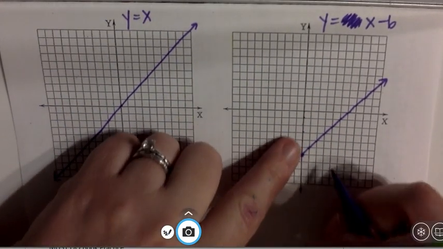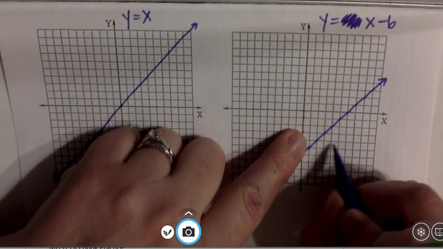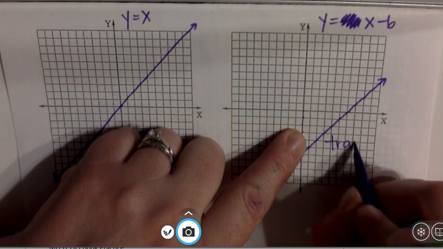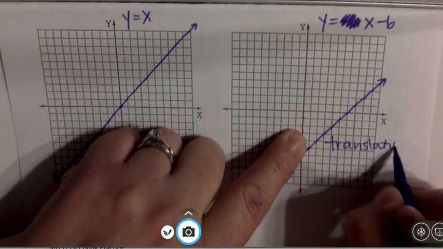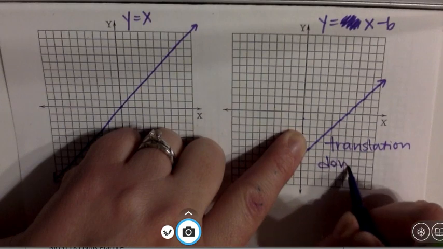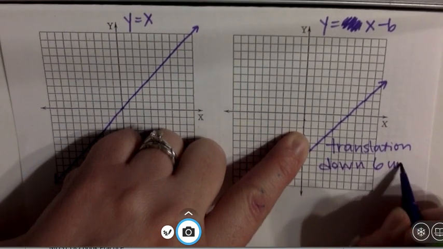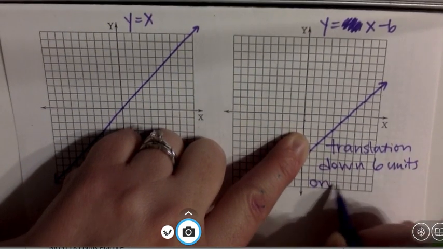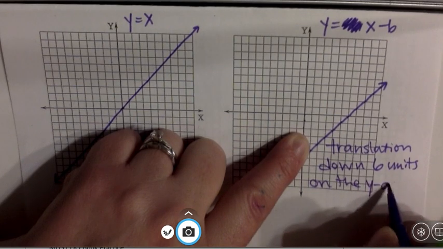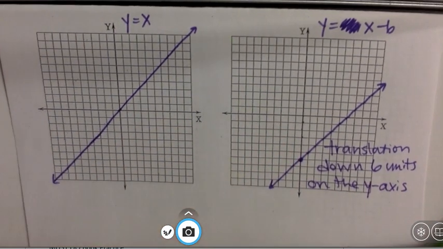When we do that, we have the same slope, but this y-intercept has changed. So essentially what we can say is we have a translation down 6 units on the y-axis from our parent function.